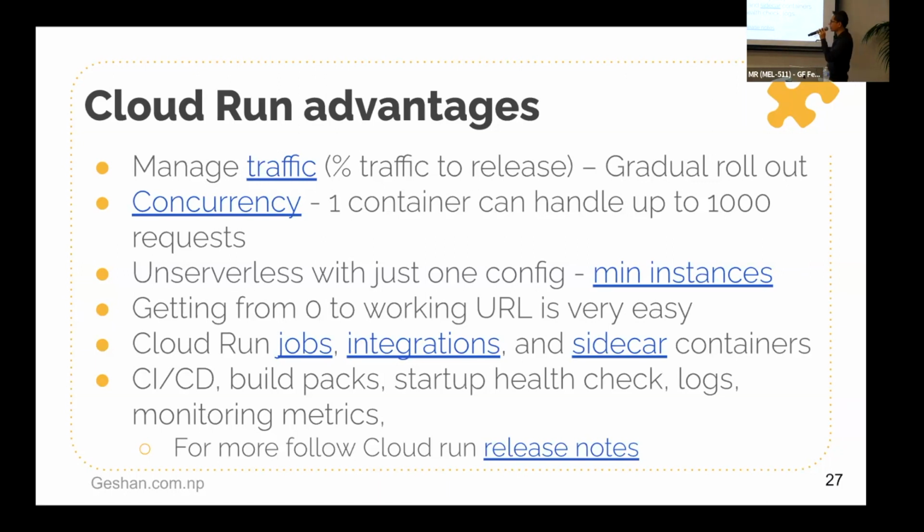Google Cloud Run also has all of the CI/CD goodness that Google Cloud provides. Buildpacks, as I already said, if you don't want to containerize your app, you could just throw it over the line, and hopefully the right buildpack will take care of it. Now it has startup health checks, log metrics, and all of these things already built in. You don't need to include any new packages to actually have monitoring and logs for Google Cloud Run containers. Yeah, if you want to know the latest, you could just follow the release notes, and you will know about all the new things happening in Google Cloud Run.